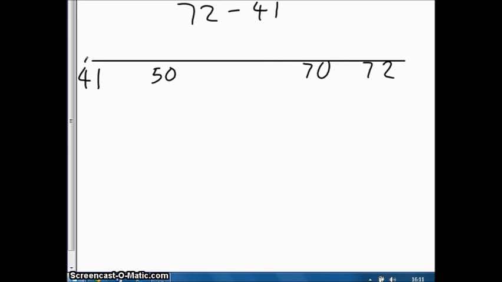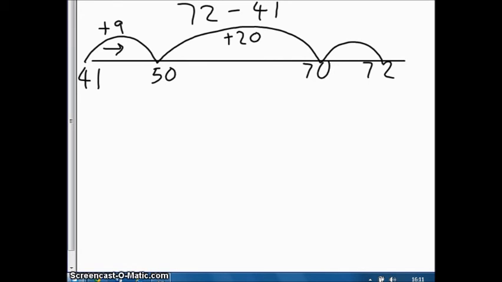So I have here a hop. I have here a bigger jump, and here a small hop. Now it's a case of finding out how much is this, how much is here. 41 plus something is 50. In this case it's plus 9. 50 plus something is 70. In this case it's plus 20. And 70 plus something is 72. In this case it's plus 2. Altogether 20 plus 2 plus 9, or 9 plus 2 plus 20, whichever way you want to go around doing it, makes 31. And the answer here is 31.